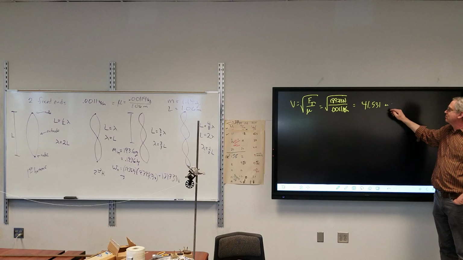All right, anyone else get the same thing? I got the same thing. All right, so we have how fast the wave is traveling along the string. I know that was the third harmonic, right here. So I know the wavelength is 2/3 of the length. So we need to figure out what the length is.